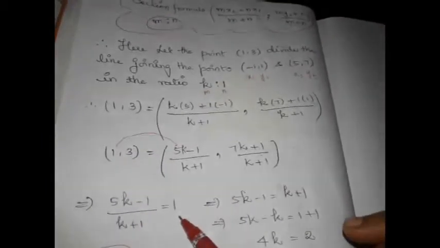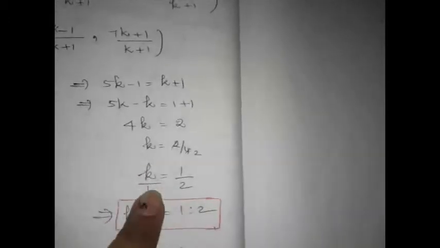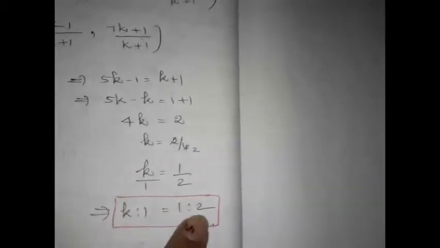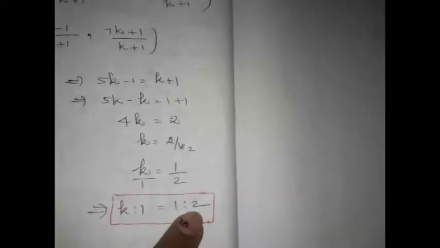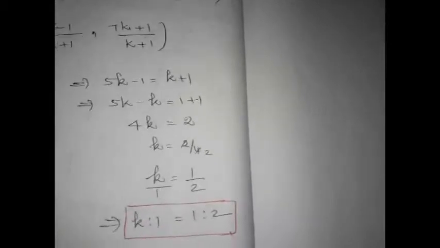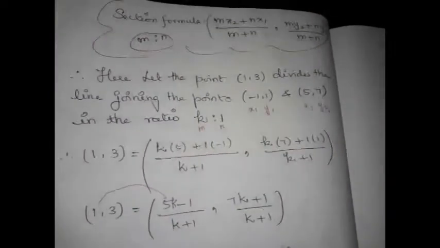So (5k minus 1) divided by (k plus 1) equal to 1. I have equated the x coordinate. So simplify it for k. We got k is equal to 1 by 2, which means k by 1 equal to 1 by 2, or k is to 1 equal to 1 is to 2. Therefore the point 1 comma 3 divides the line in the ratio 1 is to 2. This is the procedure to find the ratio using section formula.